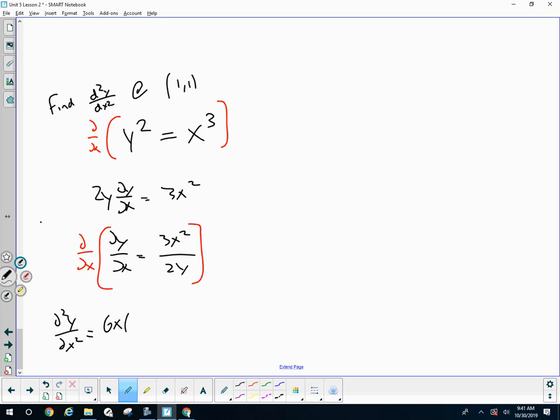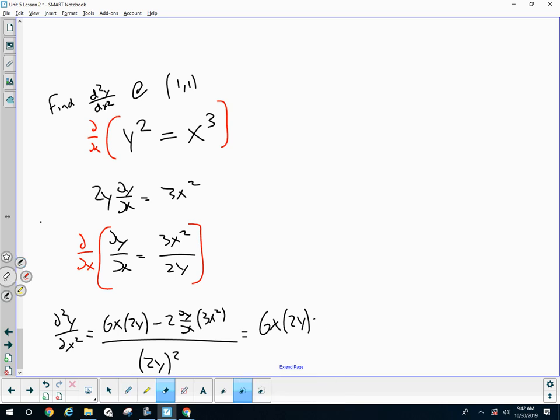Derivative of the top times the bottom minus the derivative of the bottom times the top, all over the bottom squared. If you wanted to write this in terms of x and y, you would take what dy/dx is equal to and plug it in.